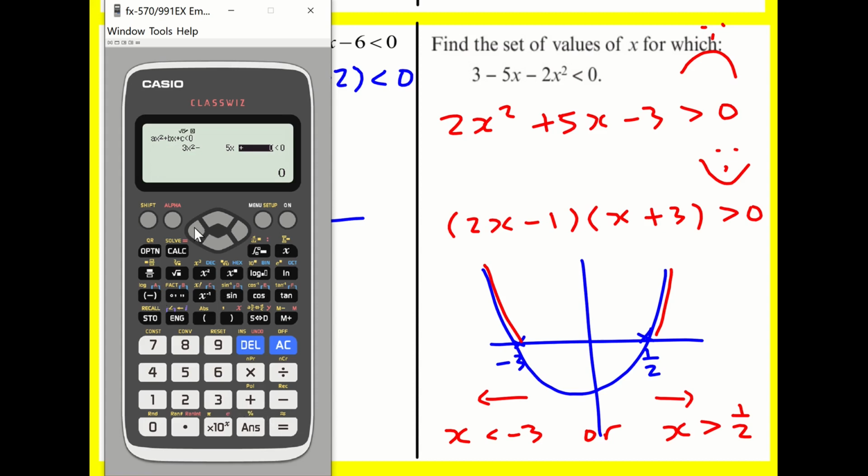Minus, wait, I put it in the wrong way around. So that should actually be minus 2. Easily done. Minus 5 and 3. Press equals, and it gives you the solution straight away. So do be aware of that.